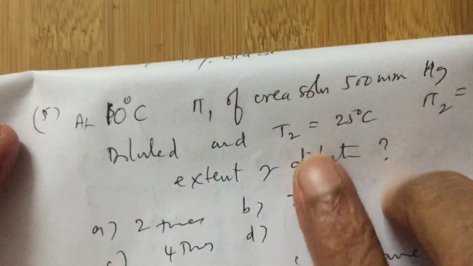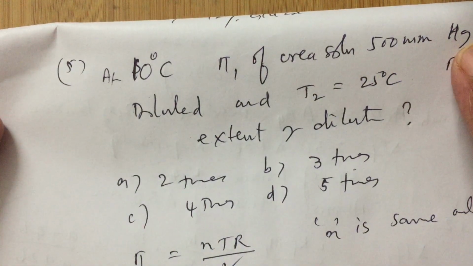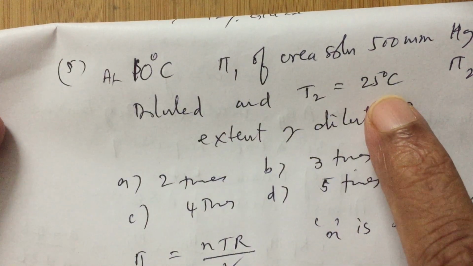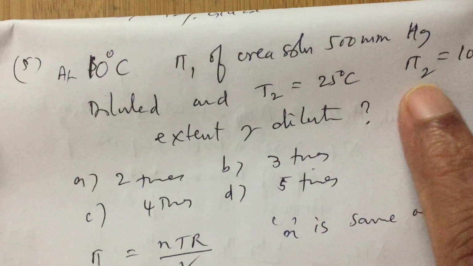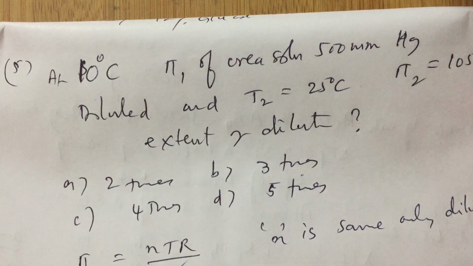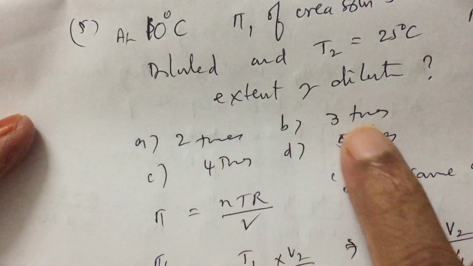At 10 degrees centigrade, the osmotic pressure of a urea solution is found to be 500 millimeters of mercury. When it is diluted and the temperature is raised to 25 degrees centigrade, the osmotic pressure becomes 105.3 mm of mercury. Now they wanted to know the extent of dilution. They gave me 4 options.